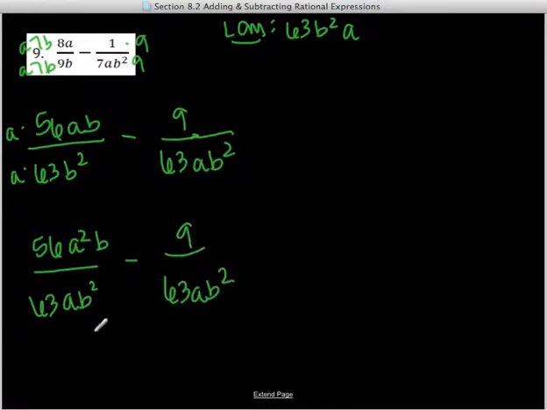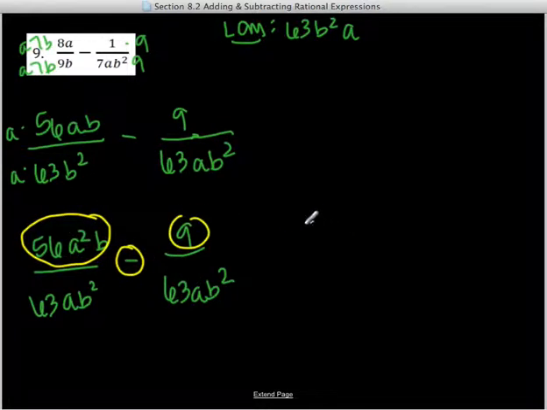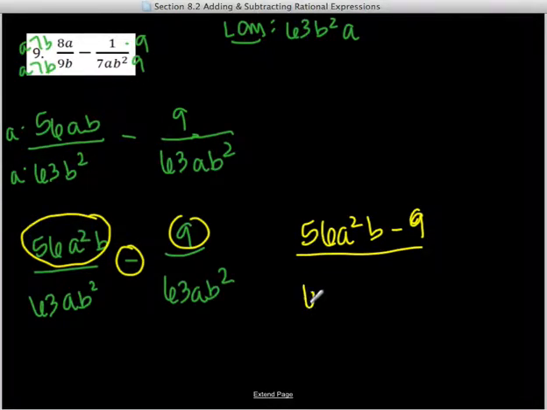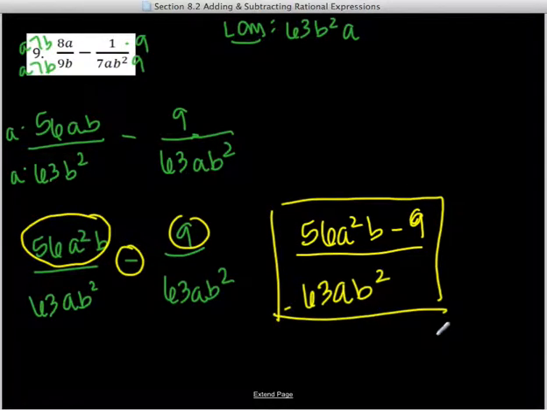AB squared. Now if I look, are my denominators exactly the same? Yes. So always make sure you're doing that check. Okay, that's how you're going to know if you're doing it right or not. My denominators are the same, so I can go ahead and just subtract my numerators. So my final answer will be 56 A squared B minus 9 all over 63 AB squared. And I can't factor anything out of here, so we are all done.